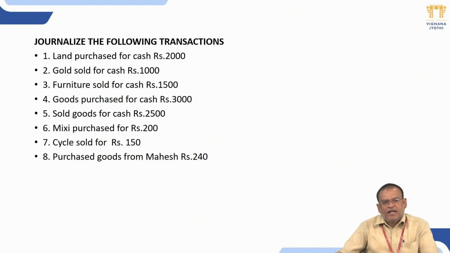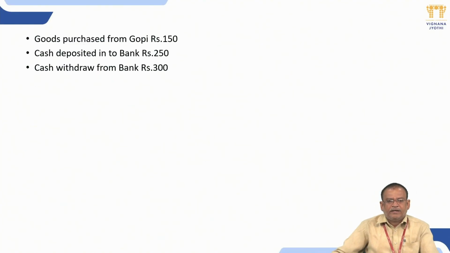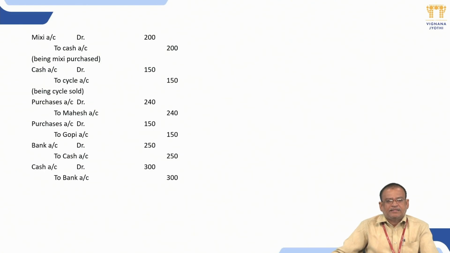Journalize the following transactions. Land purchased for cash. First identify the exchanging items: cash and land. Land is the receiving aspect, so land account debtor to what is going out, cash: land account debtor to cash account. Gold sold for cash: the receiving aspect is cash, the giving aspect is gold, so cash account debtor to gold account. Furniture sold for cash: cash account debtor to furniture account. Like this, we write all journal entries. These are the entries. Thank you all.